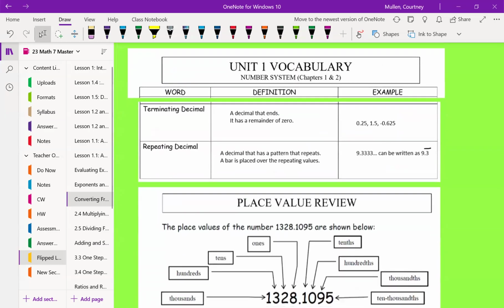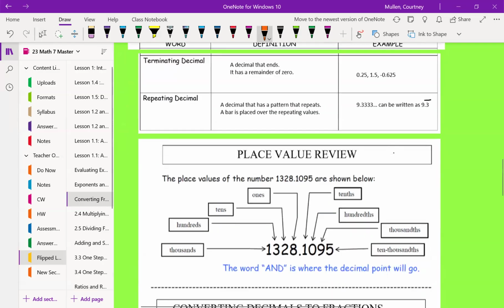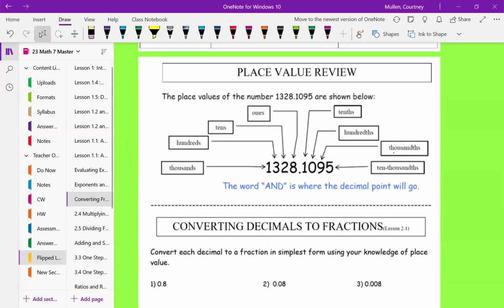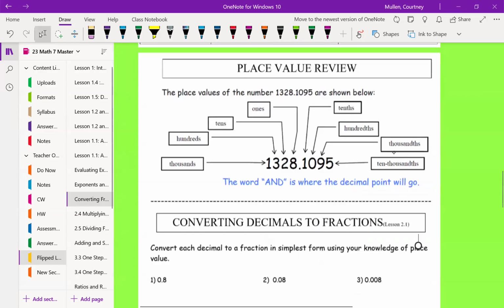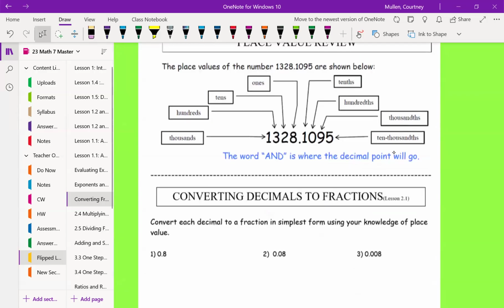All right. Let's talk a little bit more about vocabulary. So go back to note 0. Terminating decimal is a decimal that ends and has a remainder of 0. A repeating decimal is a decimal that has a pattern and repeats. A bar is placed over the repeating values. Now, here's a place value review chart to remind you of the different place values. We practiced rounding the other day.